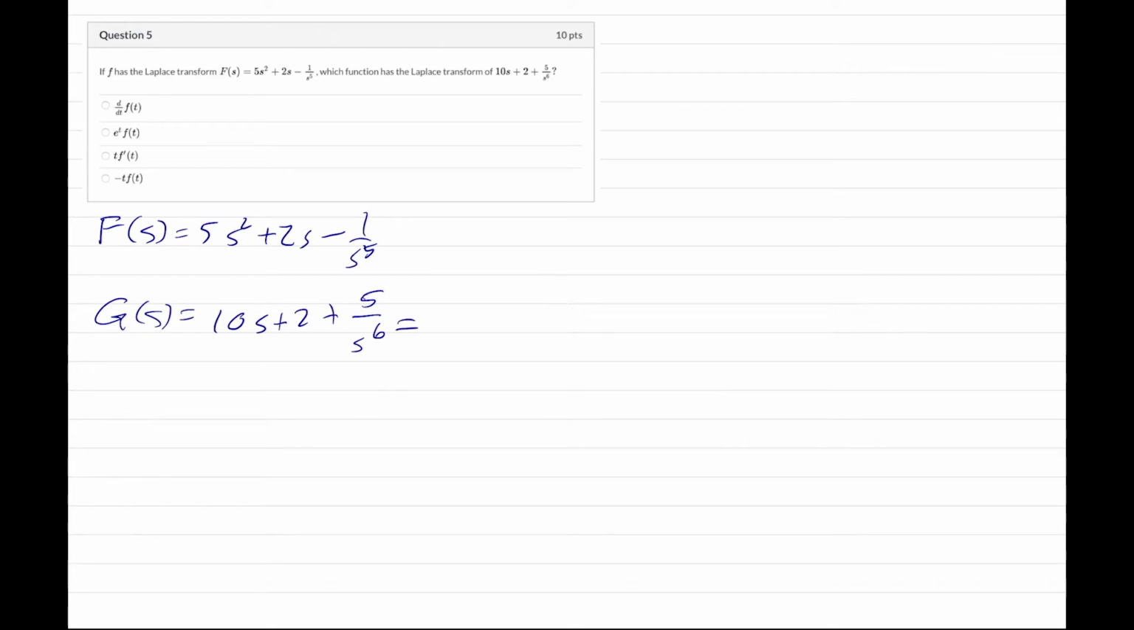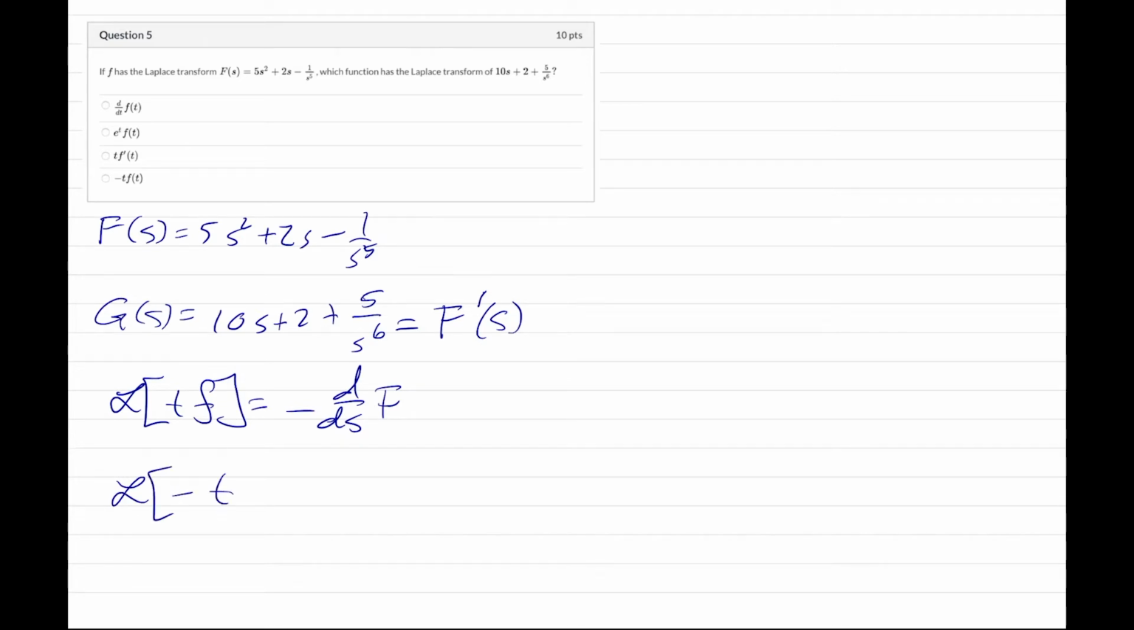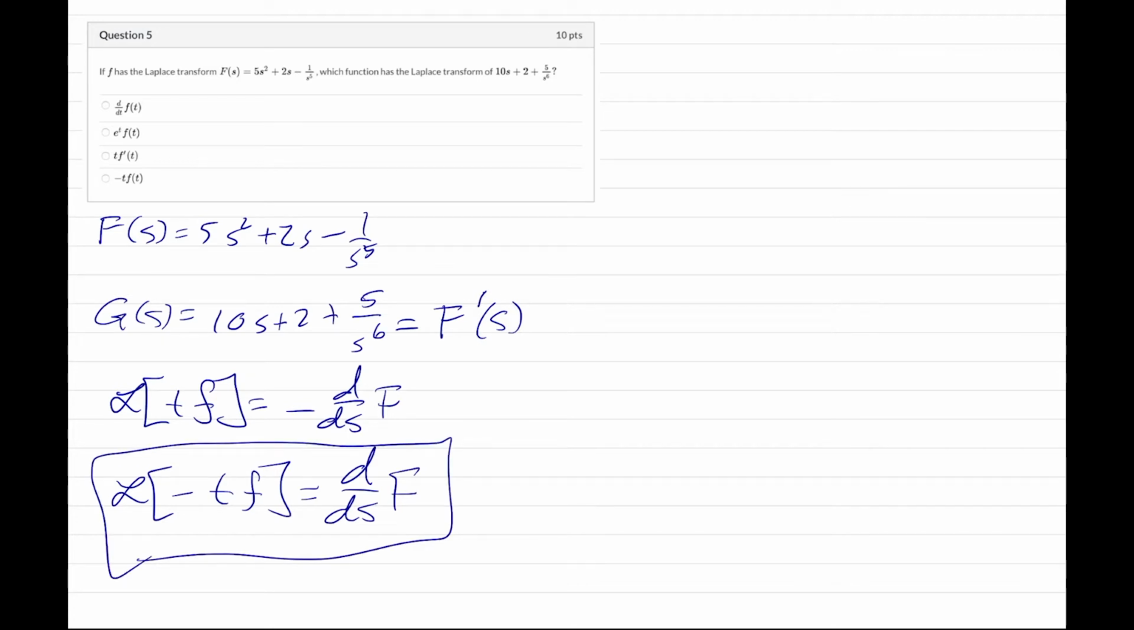Okay, so what we notice is that actually this guy is just equal to the derivative of our Laplace transform. And remember, I just said that we have d by ds of F, right? But we have a minus sign here, and that's not appearing up top, so it's minus tf is equal to d by ds of F, and that's the answer. And so that would be this guy.